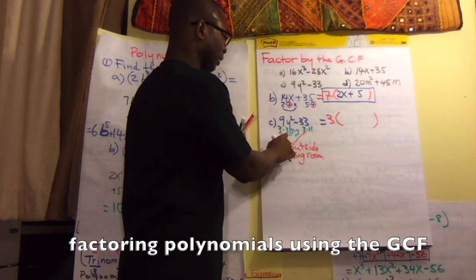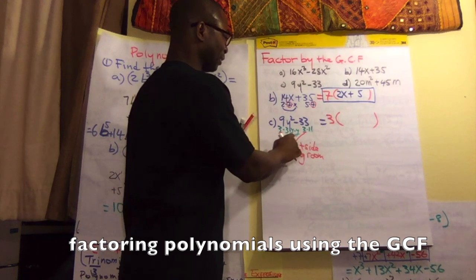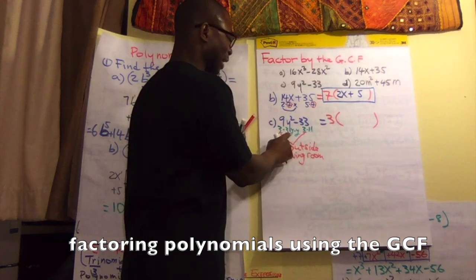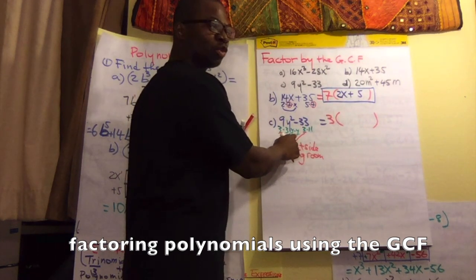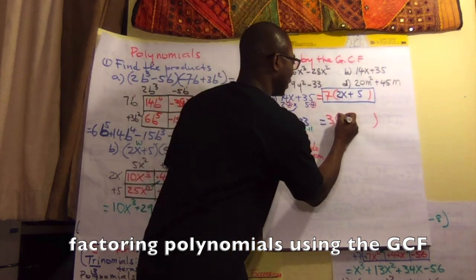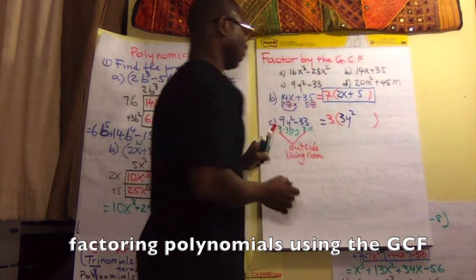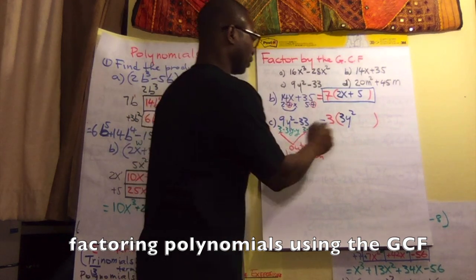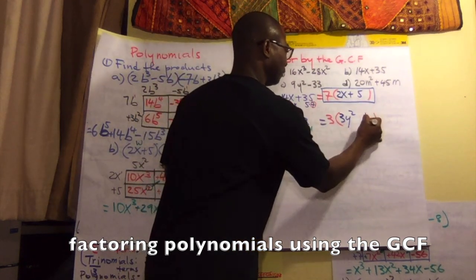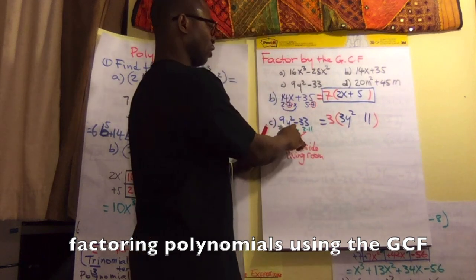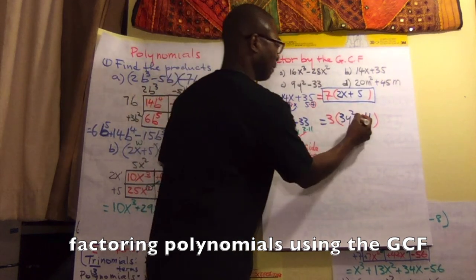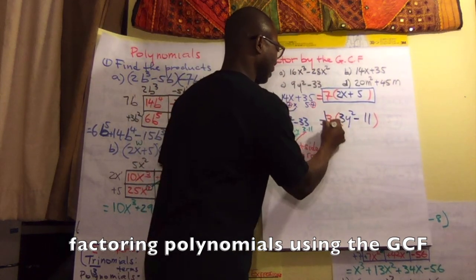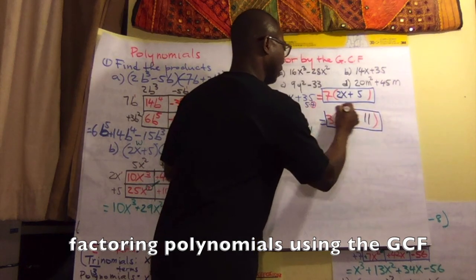These 3 and the y's, they go inside. So 3 times y is 3y, times y, 3y squared. So 3y squared is private. Here we have 11, which is private too. So 11 goes there. And let's not forget our minus. And guys, this is your answer.